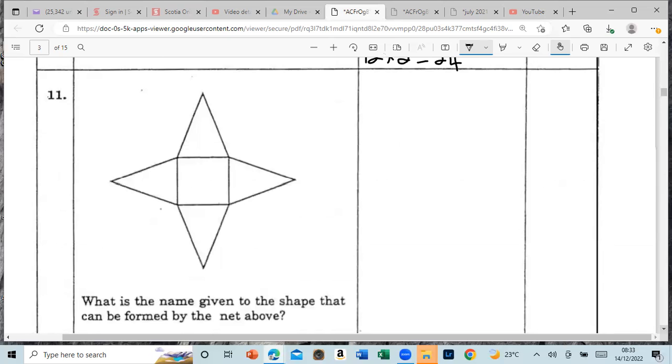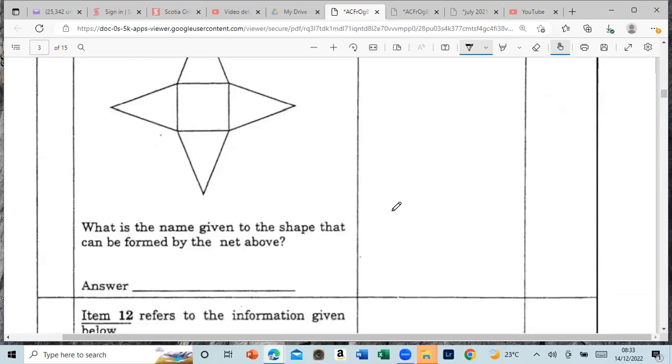Alright, this one says, what is the name given to the shape that can be formed from the net of both? I'm gonna go with the square base pyramid. So this would be the square base pyramid. See it? This is it. The base is a square and then the pyramid. Alright. Very nice question.